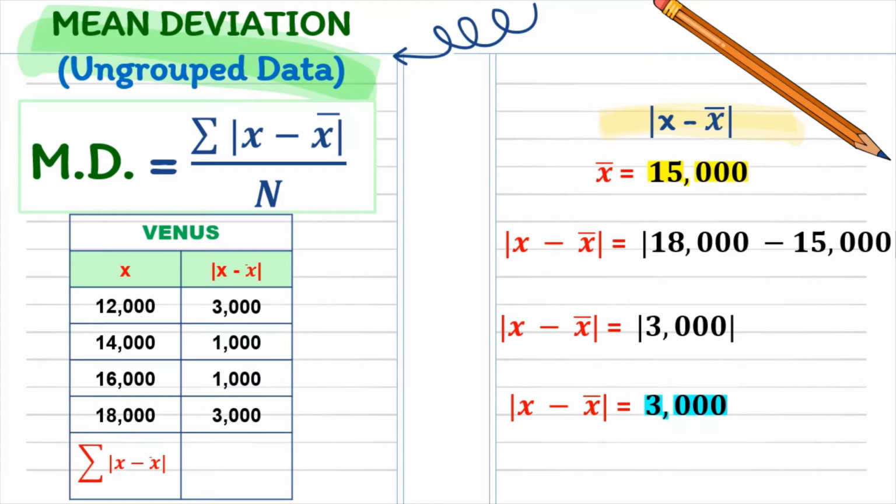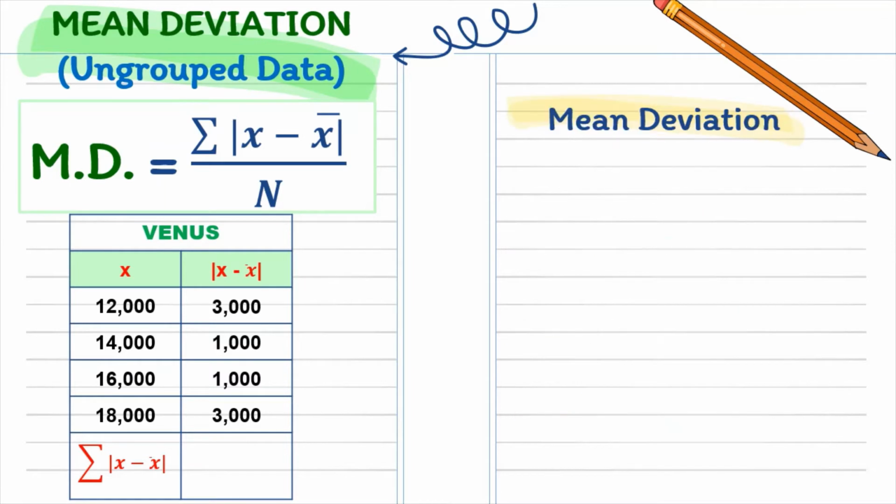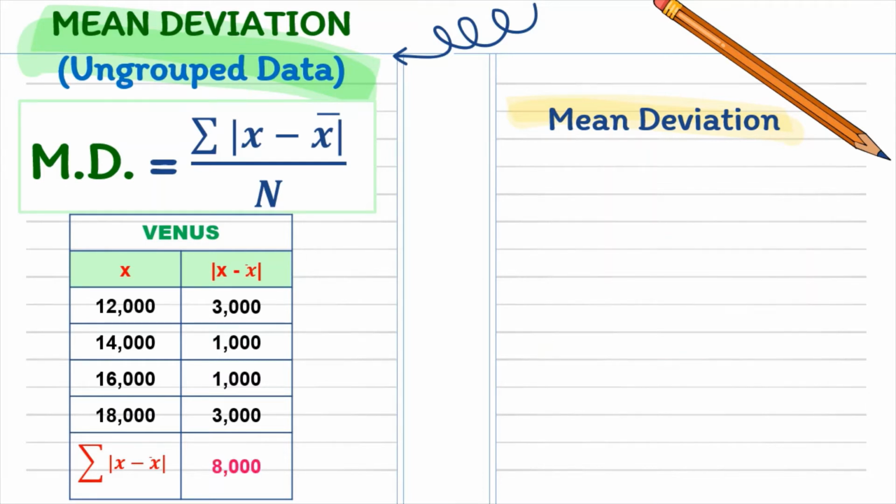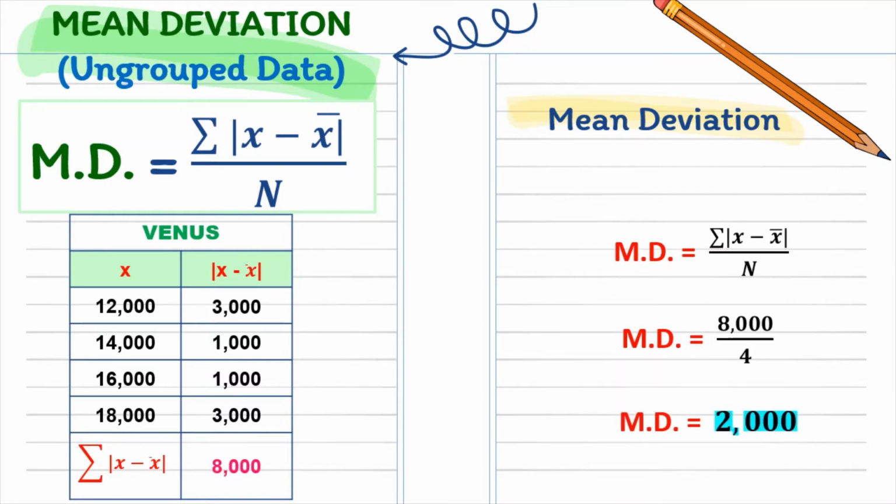And then, to get the summation, we add them all. So, 3,000 plus 1,000 plus 1,000 plus 3,000, that is 8,000. So we can now get the mean deviation for the ungrouped data. So the 8,000 divided by 4, the answer is 2,000.